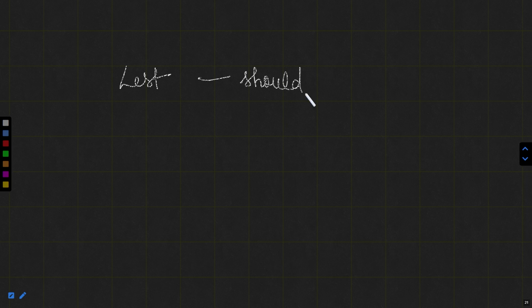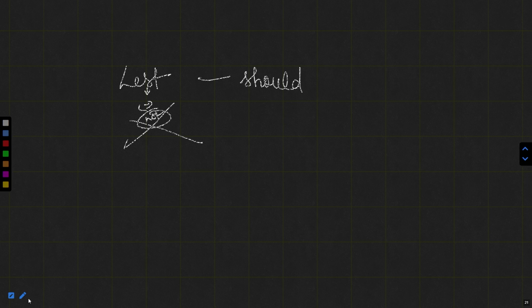There are some correlatives or pair conjunctions where lest is always followed by the word should. Also, lest is actually a negative word. Therefore, not cannot be used in any clause in which this word is mentioned. Now, lest means otherwise.